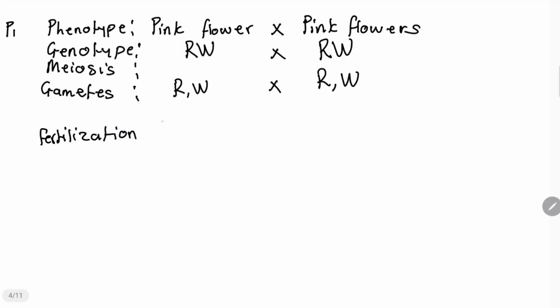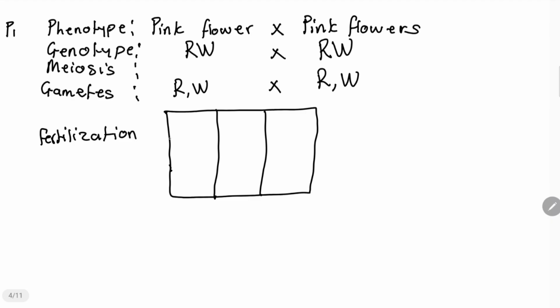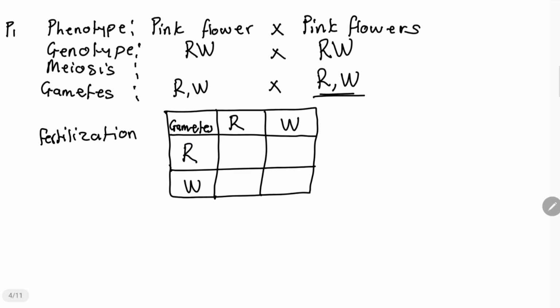And we are going to use our Punnett square. So that is 3 boxes to the side, 3 boxes downwards. So it is 1, 2, 3, 1, 2, 3. In the top left box, we simply write gametes. And then in the 2 boxes ahead of gametes, we're going to take the gametes of the first pink flower. So we're going to have capital letter R here, capital letter W there. And below the word gametes, we're going to take the gametes of the second parent. So it is also going to be capital letter R, capital letter W.